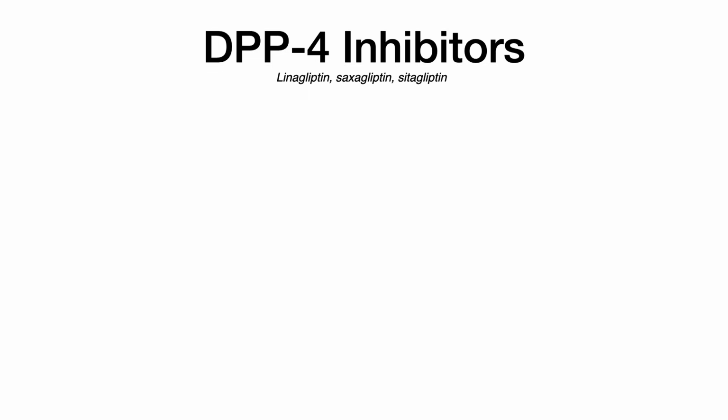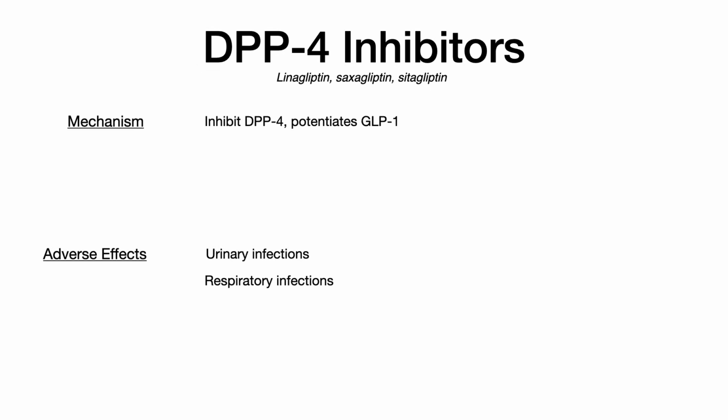Let's talk about the next category of medications. These are the DPP4 inhibitors. These are drugs that end in gliptin: linagliptin, saxagliptin, sitagliptin. They all end in liptin or gliptin. The mechanism of DPP4 inhibitors is obviously, as the name implies, they inhibit DPP4, which in turn potentiates GLP-1. And don't get overwhelmed by these acronyms. I'll talk about what this looks like in just a moment.